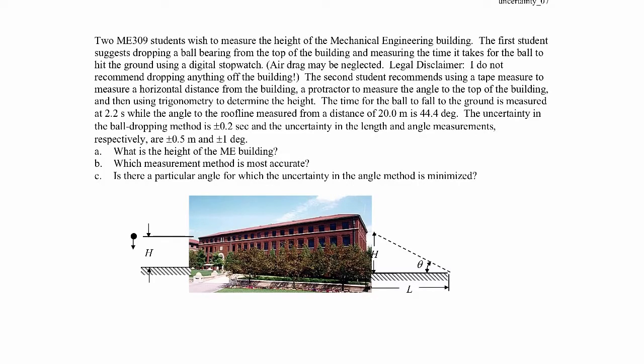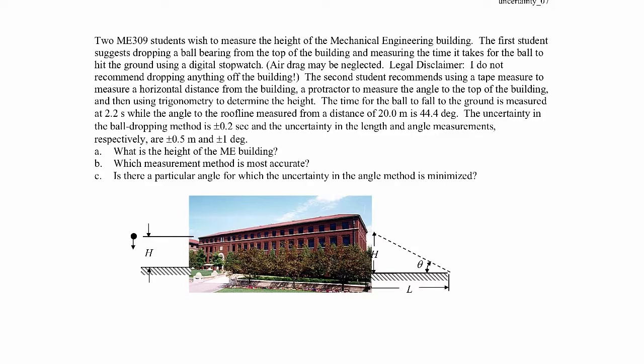In this example, we're told we have two ME309 students who want to measure the height of the mechanical engineering building, shown down here. This is actually an old picture of the mechanical engineering building because we have an addition now that's over on this side. And that obviously wasn't there when this photo was taken. So anyway, there are two different ways to measure the height of the building.